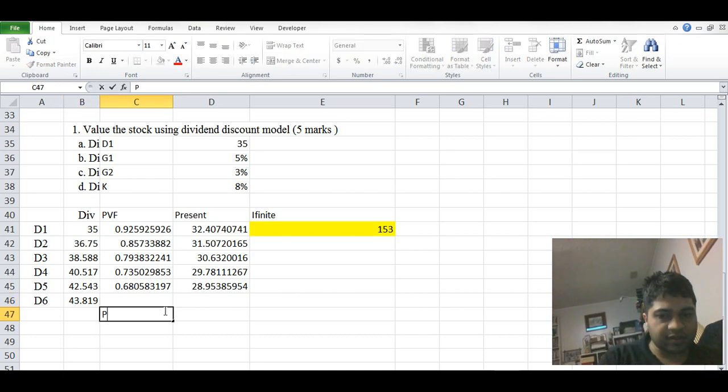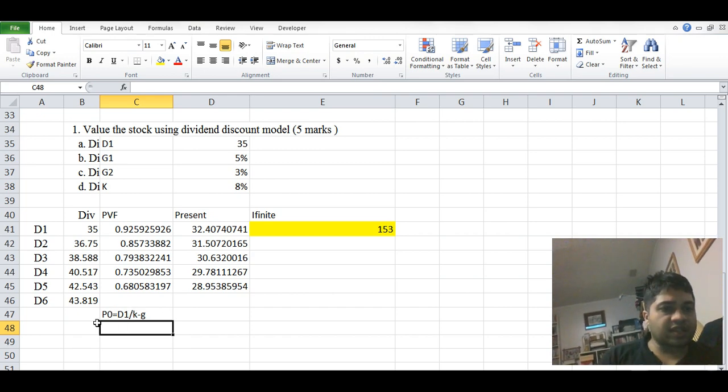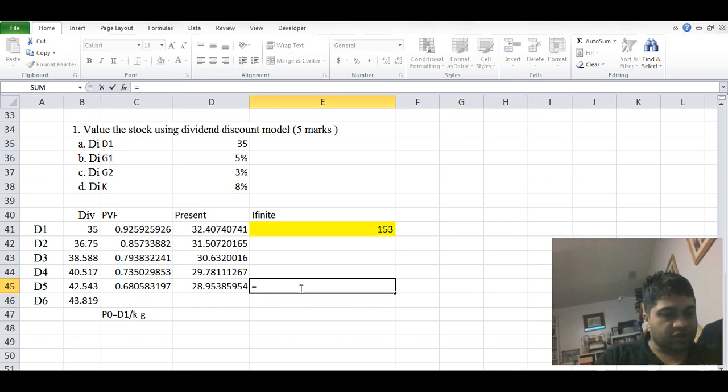Now we all know the formula. P0 equals D1 divided by K minus G. This is the formula for dividends in infinite period growing at a constant growth rate. So we always have P0 equals D1 divided by K minus G. We have D6 now, so the value that you will get is P5. So P5 equals D6 divided by K minus G. K is 8% and G2 we have to use, that is 3%.